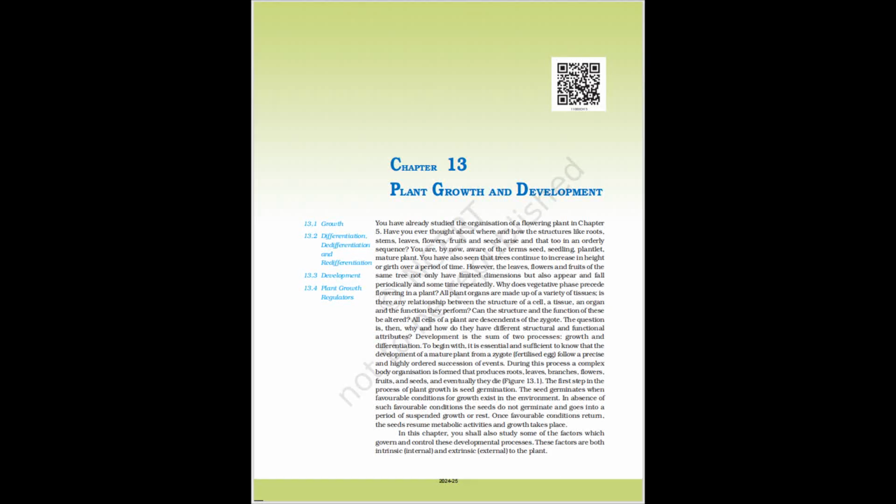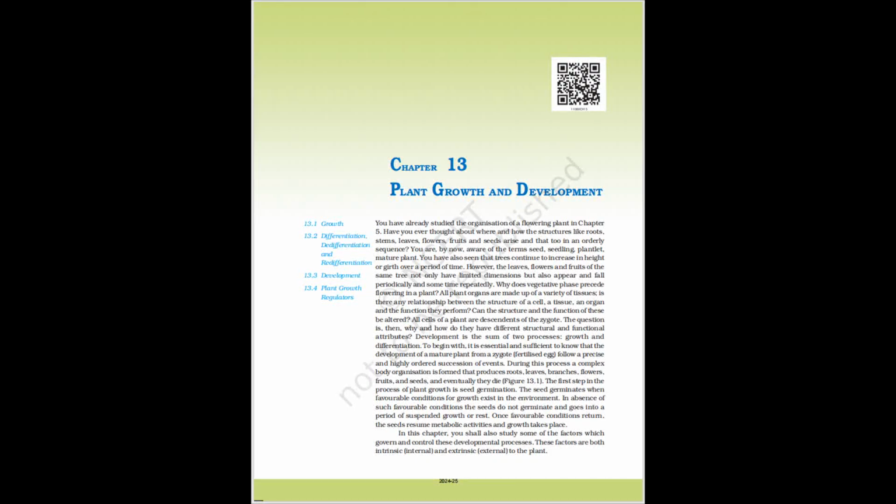All plant organs are made up of a variety of tissues. Is there any relationship between the structure of a cell, a tissue, an organ, and the function they perform? Can the structure and the function of these be altered? All cells of a plant are descendants of the zygote. The question is, then, why and how do they have different structural and functional attributes? Development is the sum of two processes, growth and differentiation.